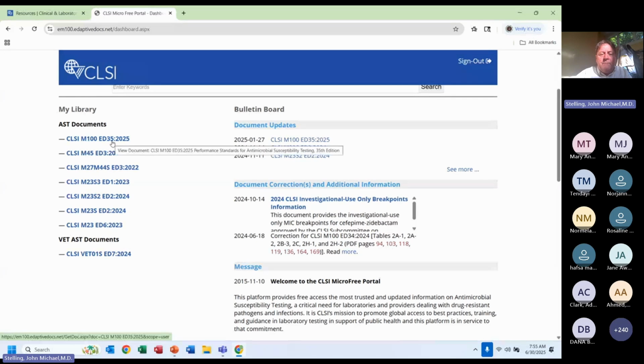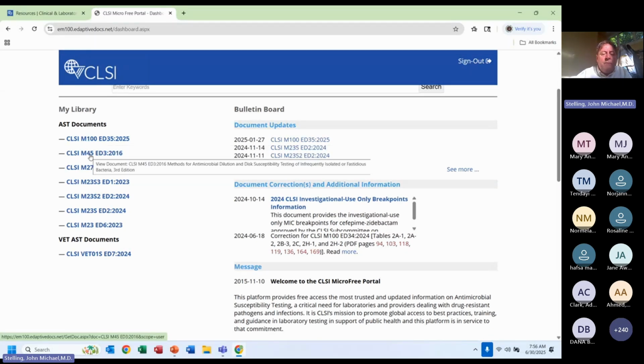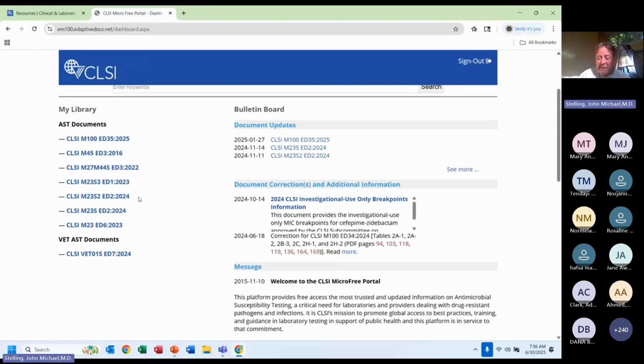The M100, routine human bacteriology. M45, rare and fastidious human bacteriology. M27, mycology, especially yeast, like Candida. M23 is not needed by most of you. The M23 is more guidelines. How do you make breakpoints? How do you make QC ranges? It's the methods document for people who are involved in developing interpretation guidelines and test methods.